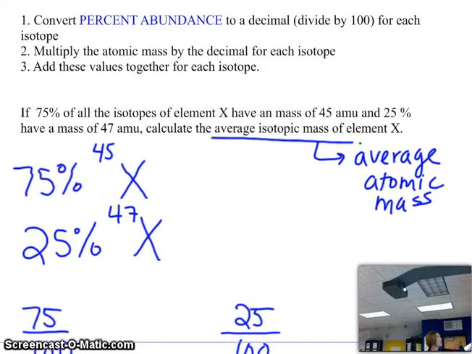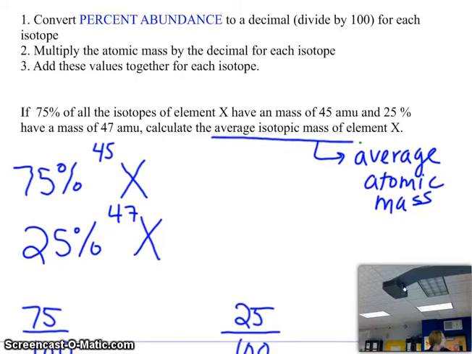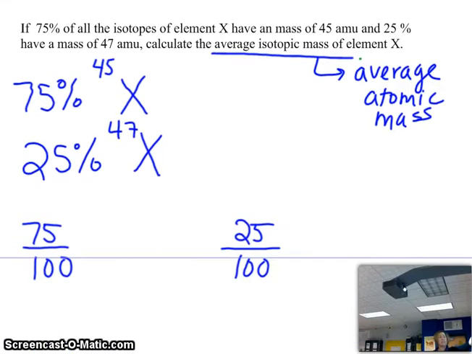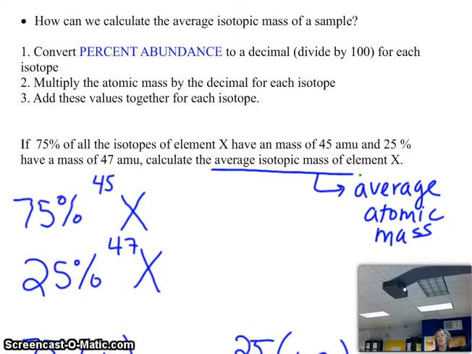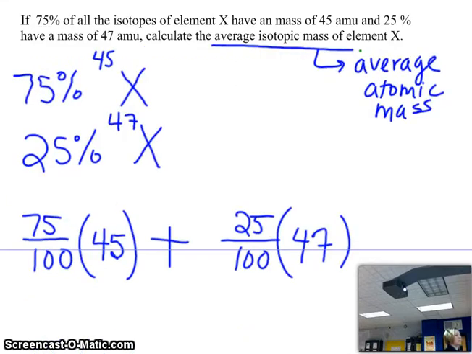Second step, multiply the atomic mass by this number. The atomic mass that 75% abundance went with was 45, so I'm going to multiply it by 45. And I'm going to do the same thing for this isotope, which had a mass of 47. And then step 3, add these values together. That's all you need to do, and then you will get your answer, your average isotopic mass, your average atomic mass.